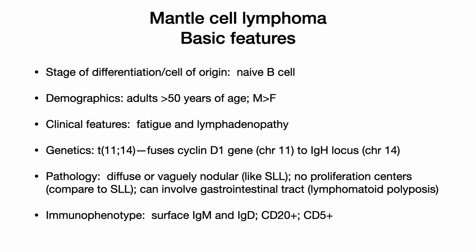So it's like SLL. You get kind of a diffuse effacement of the architecture, but you don't see proliferation centers, whereas you do see those in SLL. And it can commonly involve the GI tract, what's called lymphomatoid polyposis. So it looks like basically polyps, and those polyps microscopically just have tons of the neoplastic lymphoid cells. You see surface IgM and IgD, CD20 because it's B cell, and then once again CD5. So CLL, SLL, and mantle cell are the ones that are B cell neoplasms that have a T cell marker, CD5. That's why I think that one's great to know, because it really stands out.